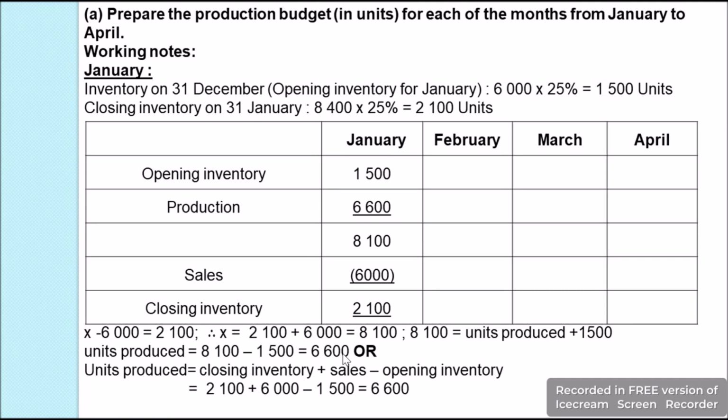And we can make a formula for this based on this. What we did here, we took the closing inventory, to this we added the sales, and then we took this total which we got, and from there we subtracted the opening inventory. So we can use this: units produced is equal to closing inventory plus sales minus opening inventory, we will get the same value. Why are we making this formula? Because we can use this for the next months, that is for Feb, March and April.